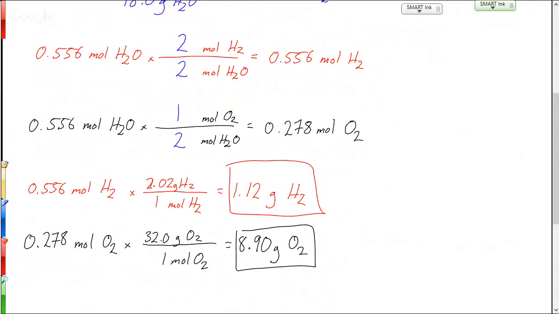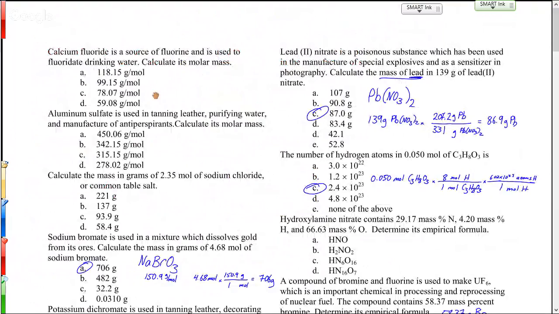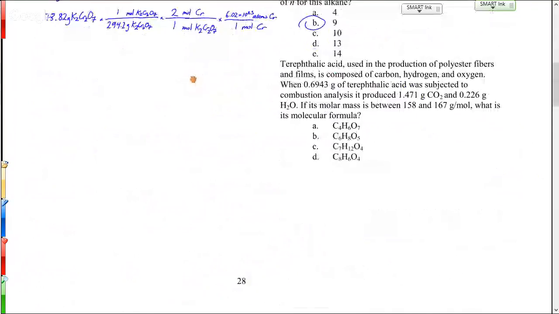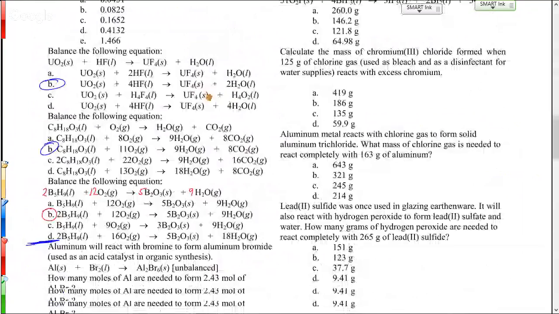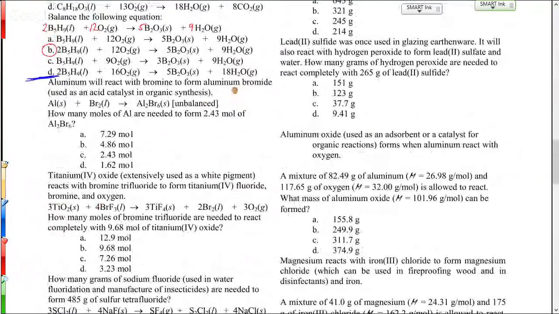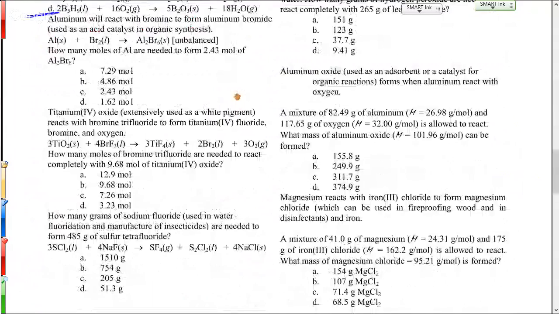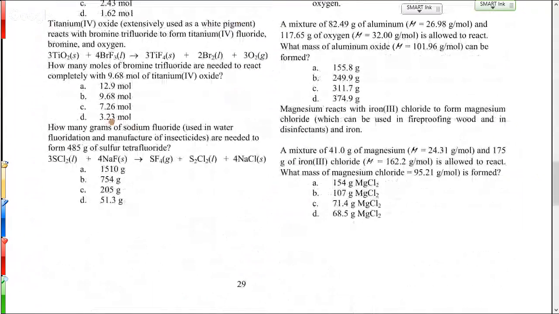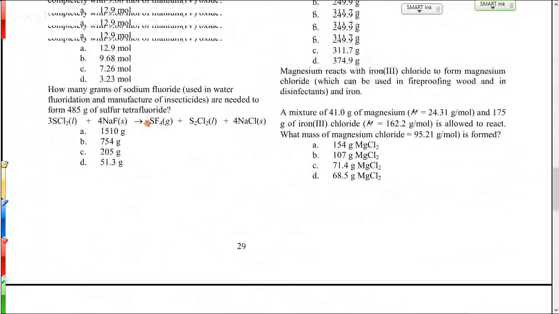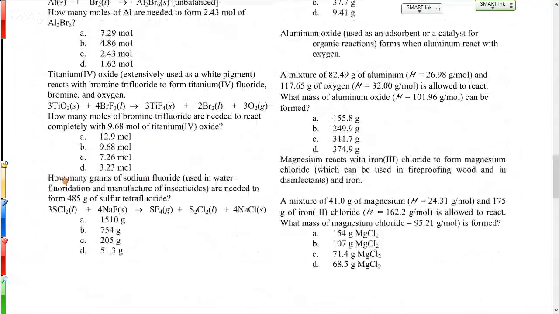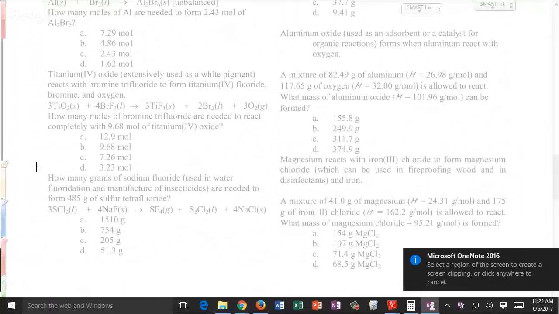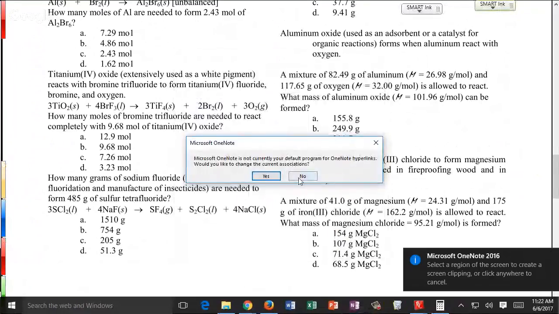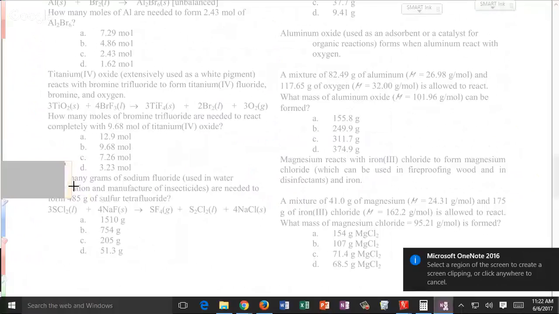Okay, let's see how this works in practice. So grab this sheet here, if you've got it. And let's take a look at this one on the bottom left of the second page. I'm going to copy it over for you.